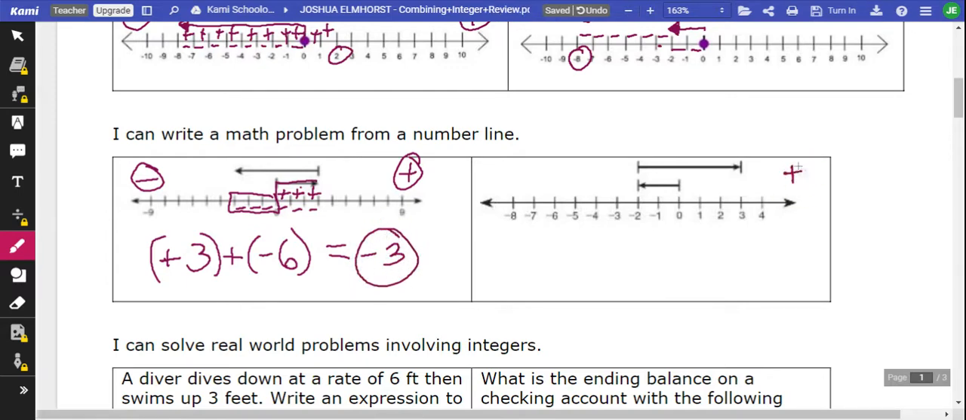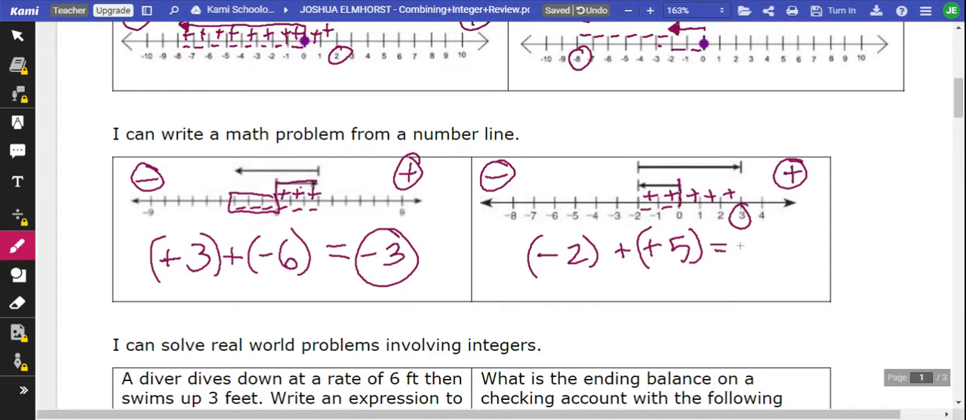Okay, so we have the positive direction here, the negative direction on the left. So we're starting at 0. And then we go -1, -2. So our expression, first we have -2. And then we turn around and then we go in the positive direction. 1, 2, 3, 4, 5. +5. And then where do we end up at? +3.